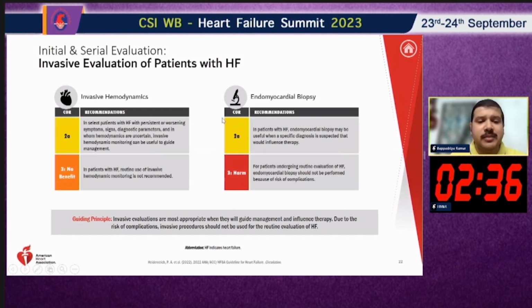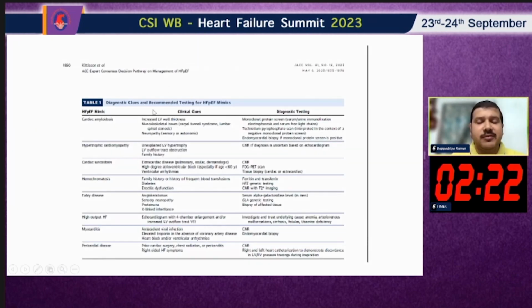Some other things: invasive hemodynamics to be done in patients where heart failure is persistent or worsening, and endomyocardial biopsy in patients where we are suspecting amyloidosis or sarcoidosis, such as the heart failure mimics, which I have already told. These are the important things for heart failure mimics.